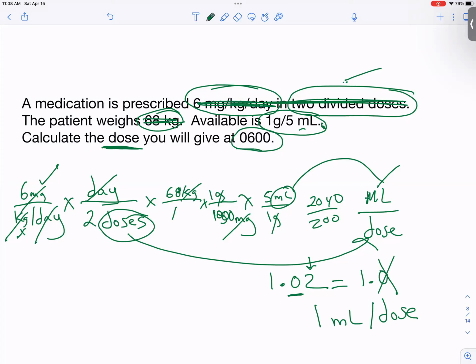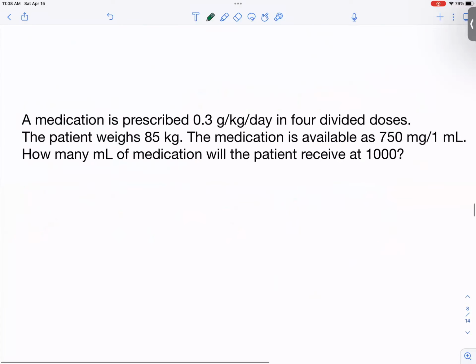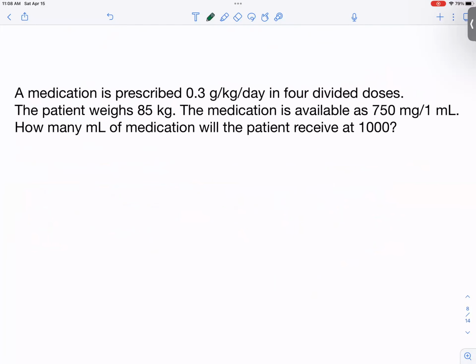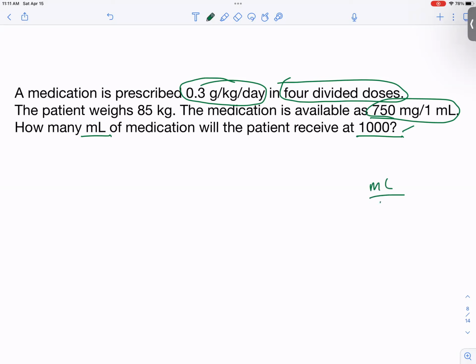Okay, let's do another. The doctor ordered 0.3 grams per kilogram per day. We're going to give it in 4 divided doses. He's going to get it 4 times a day. It's available in milligrams per milliliter, 750 milligrams per 1 ml. And they want to know how many milliliters you're going to give per dose. So that's a specific dose. So you want milliliters in the dose. And it's a 3-factor, 0.3 grams per kilogram per day.